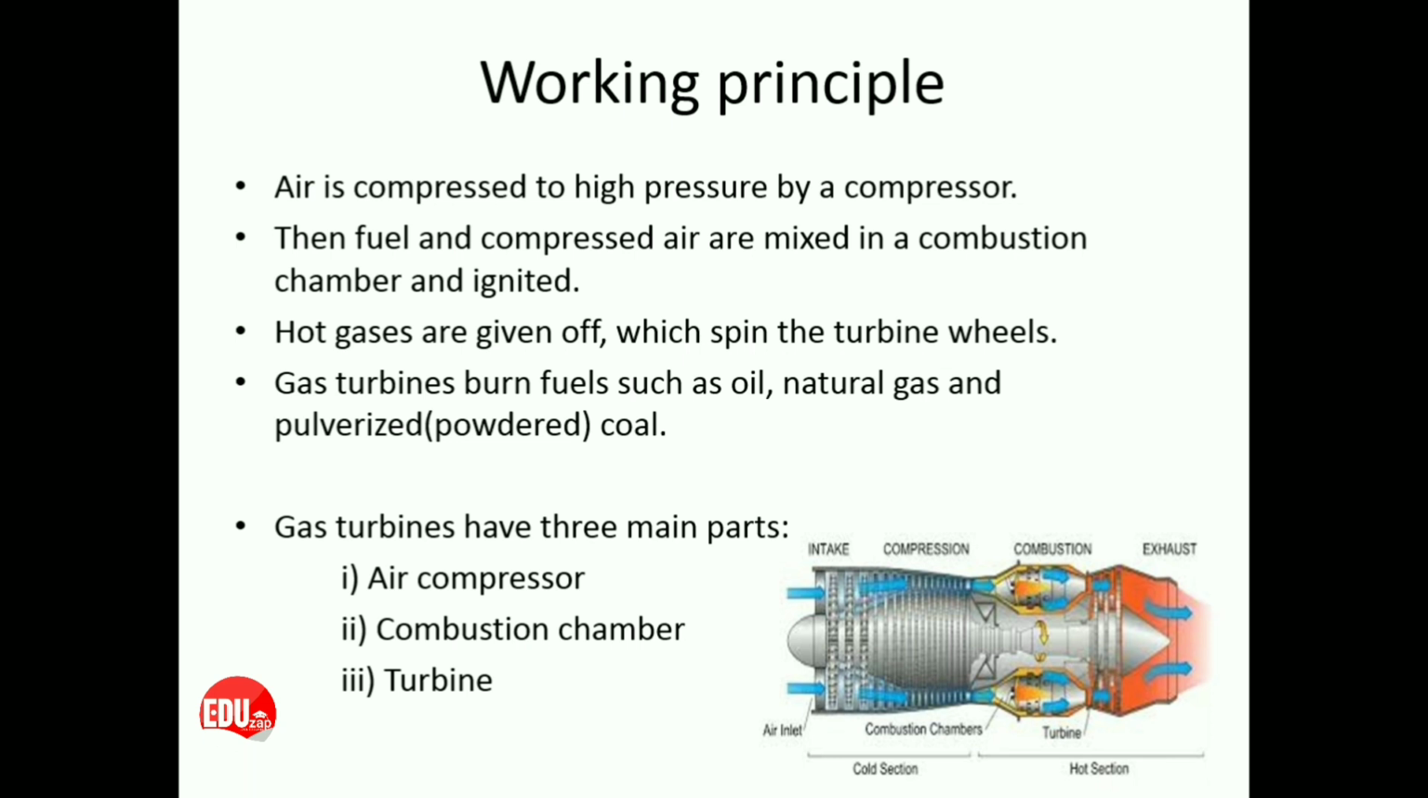You can see the intake here. Atmospheric air will be taken into the gas turbine using this path. Then it is compressed to a high pressure. Then in the combustion chamber, fuel is injected and ignited. Then hot gases come out and rotate the turbine, and escape from this point, the exhaust. The main parts of the gas turbine are the air compressor, combustion chamber and turbine.